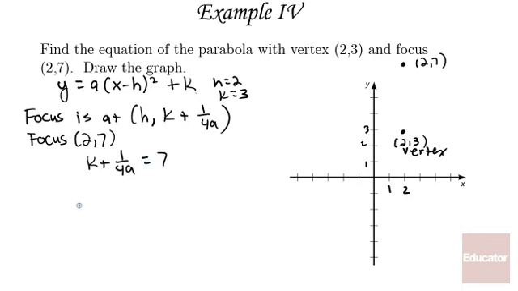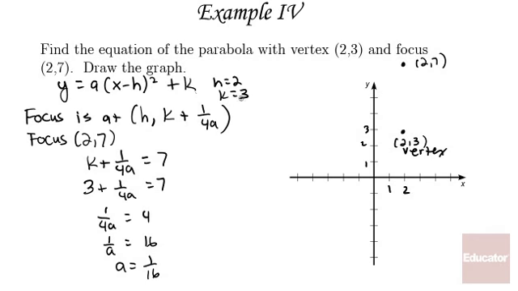Well, since I know k is 3, I can solve for a. Subtract 3 from both sides to get 1 over 4a equals 4. So 1 over a equals 16. Multiply both sides by a, and then divide both sides by 16, or just take the reciprocal of each side, essentially, to get a equals 1/16.